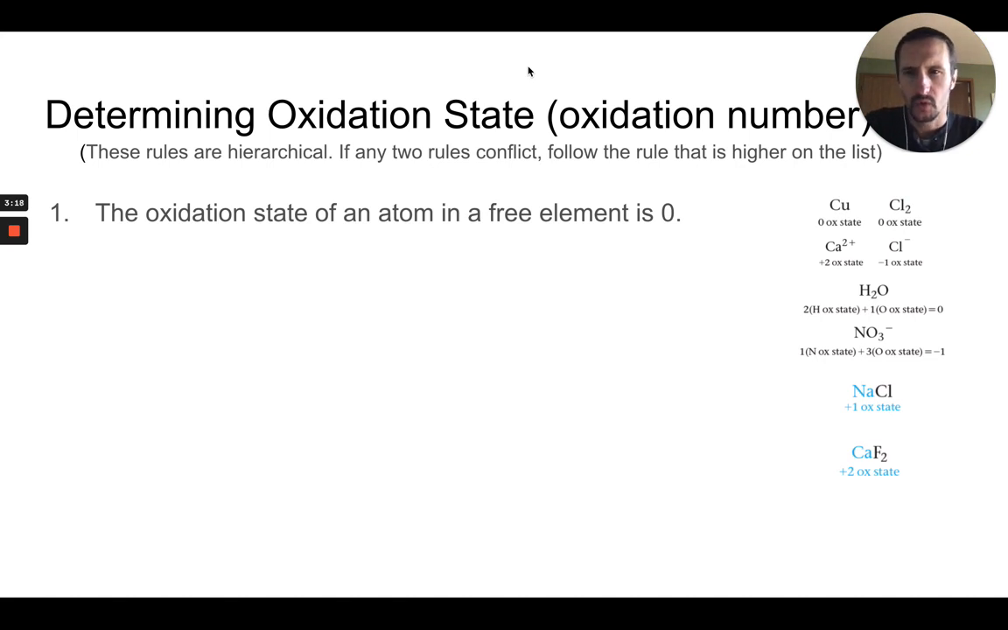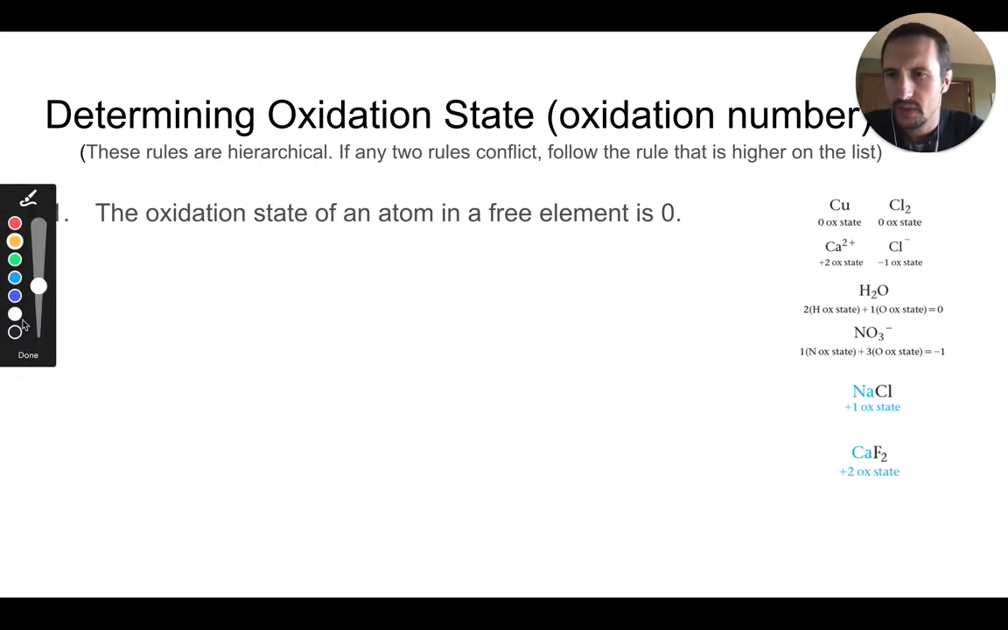Here's the first rule. The oxidation state of an atom in a free element is 0. If we look at my examples on the right, we have the element copper. The oxidation state of the element copper is 0. In this case, you have the element chlorine. Chlorine is a diatomic element, so even though it has that subscript 2, it's still a free element. The oxidation state of each atom of chlorine is 0.